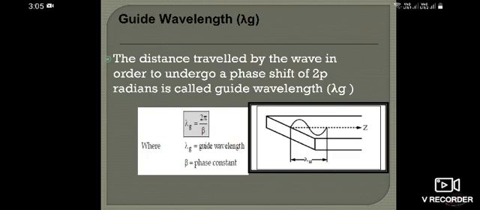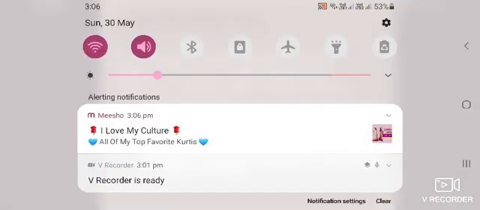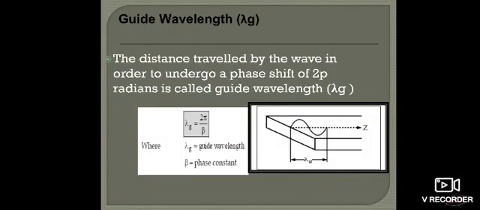First of all, what is the guide wavelength? The distance traveled by the wave in order to undergo a phase shift of 2 pi radians is called the guide wavelength, and it can be given as 2 pi by beta. Here lambda g is the guide wavelength and beta is the phase constant. That is the relation between the phase constant and the guide wavelength.